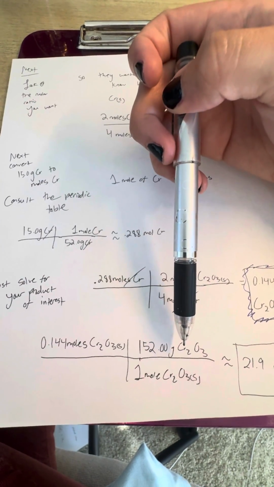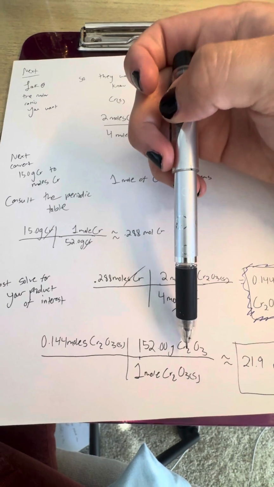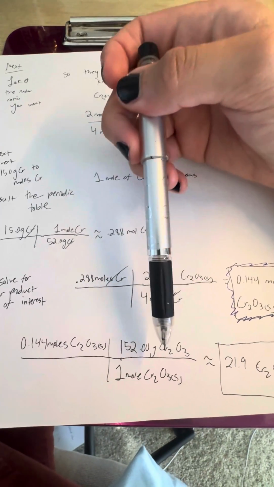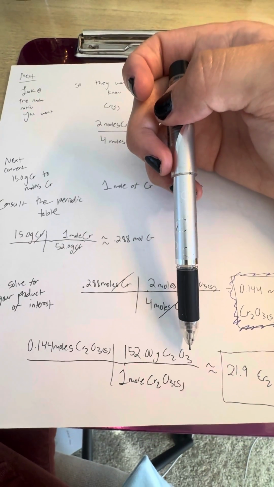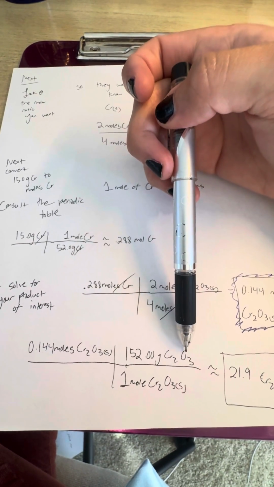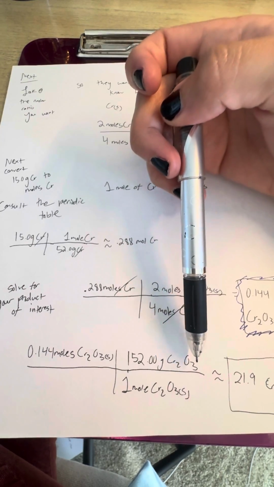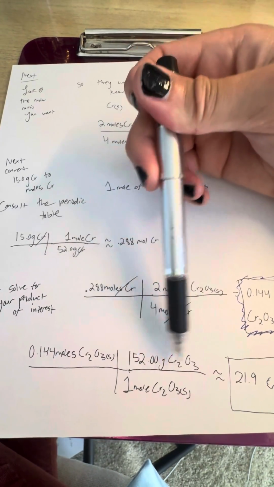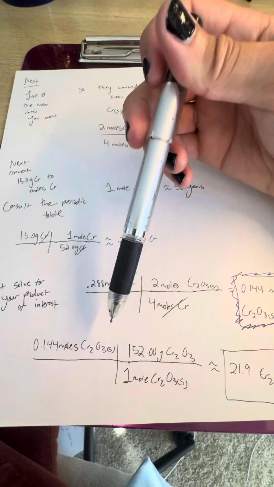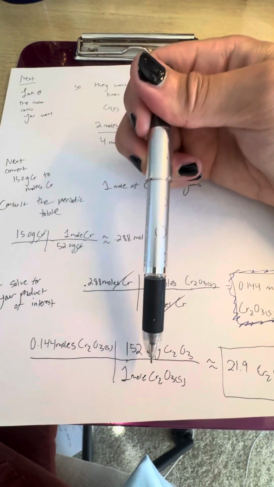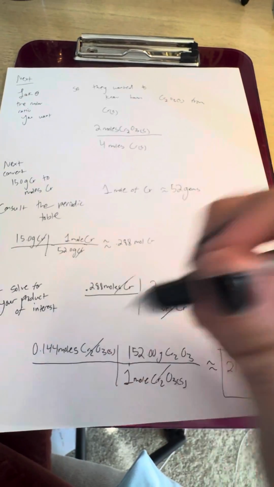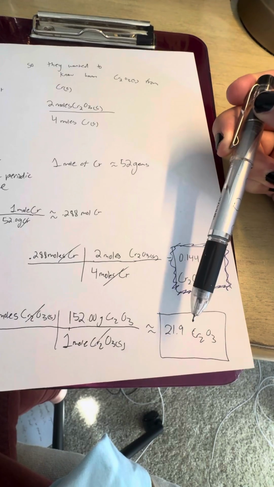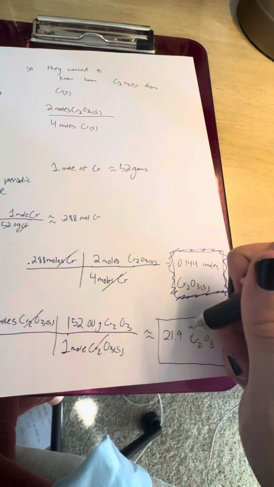So that was like the 52 from the chromium. We times that by 2, it's about 104. And then oxygen, the molar mass is about 16, so 16 times 3 is about 48. So that's a total of 152 grams. When we multiply these numbers together, we get the grams of chromium trioxide that we're going to yield, which is 21.9 grams of chromium trioxide.